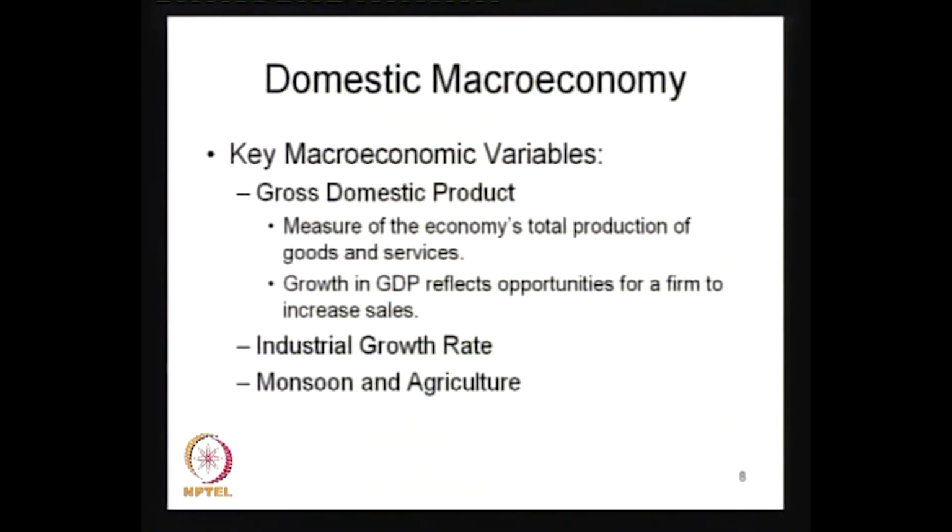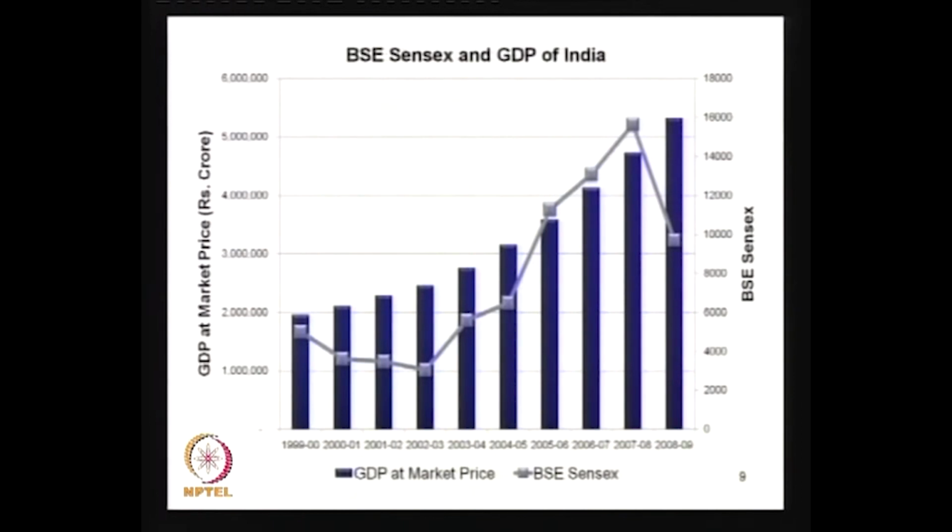Next, we can see here a graph in the Indian context. This graph shows the GDP at market price, that is these bars, and from 1999-2000 to 2008-2009 the GDP is around 5,25,000 crore for India as far as 2008-9 is concerned. There is a steady growth, one can see growth here.